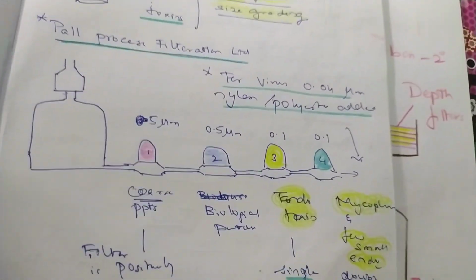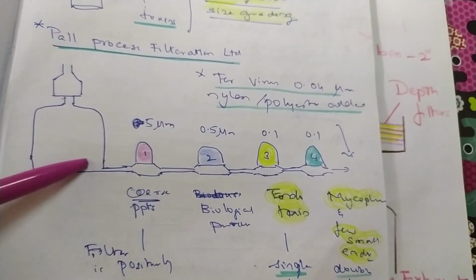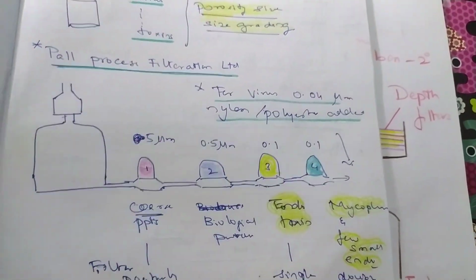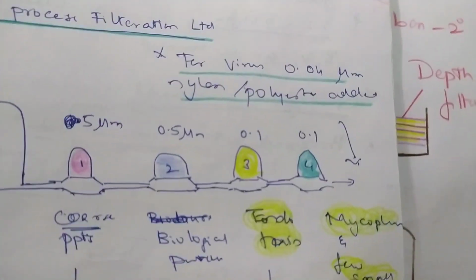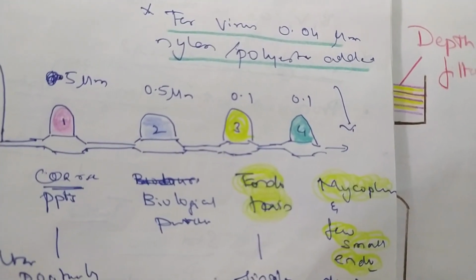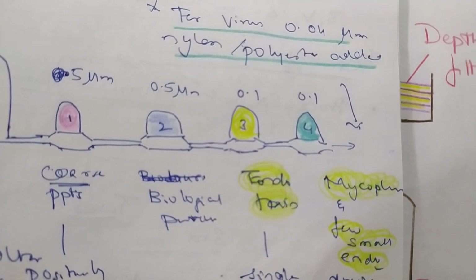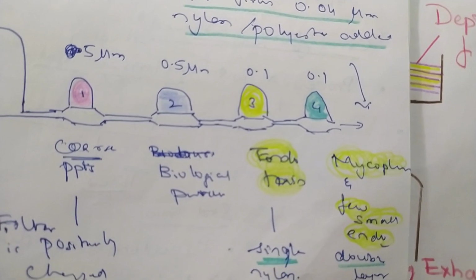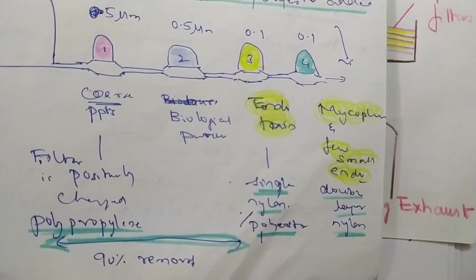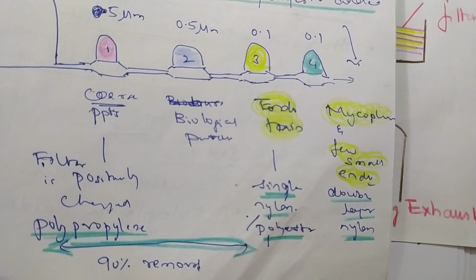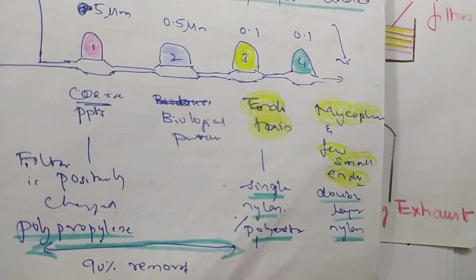So here you are going to load the sample, and it goes through various types of filters, 1, 2, 3, 4. Let's look into them. What is the size of the first one? The first one is 5 micrometer. Then comes 0.5 micrometer. Then 0.1 micrometer, like that. Okay. So coarse precipitates are removed here. The first filter is positively charged. Polypropylene is present in that.